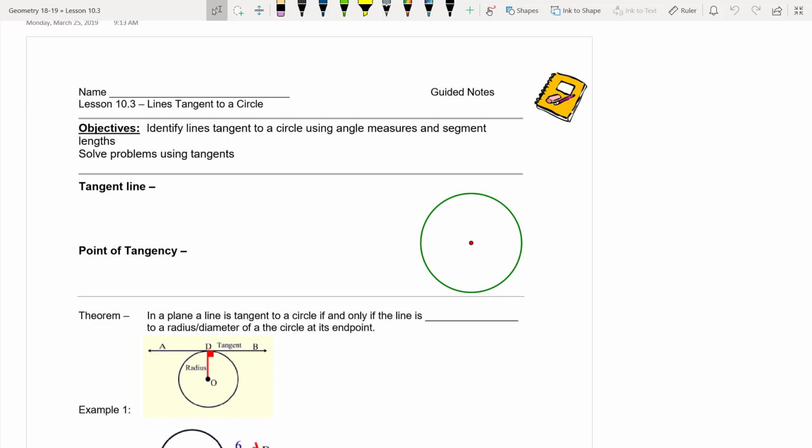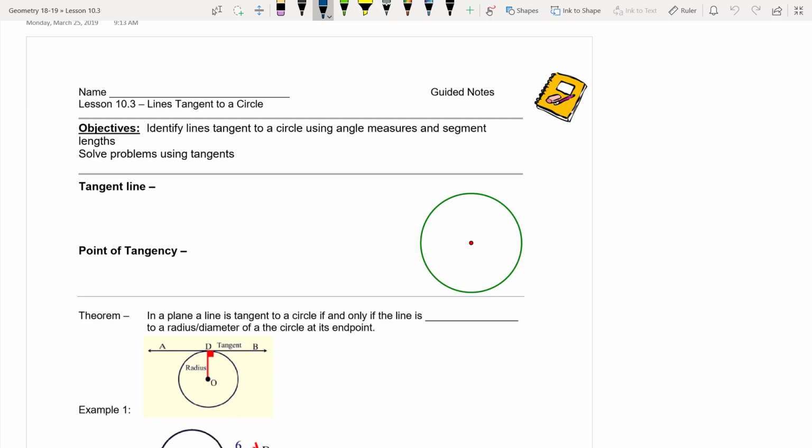Welcome back in. We are in lesson 10.3, which is our third of 8 in our chapter on circles. So we're going to be looking at what are called tangent lines. And these are a little bit different than what you've seen in the past. The big thing is that tangent doesn't mean the same thing as when we had the tangent ratio in right triangle trigonometry. So we have to kind of put that out of our mind.